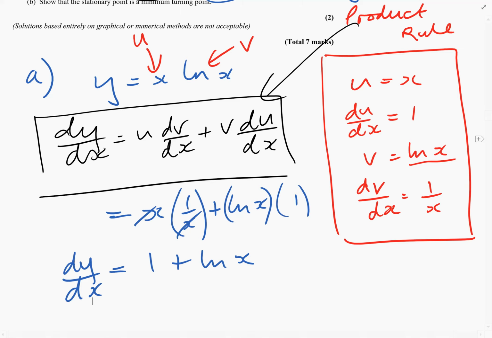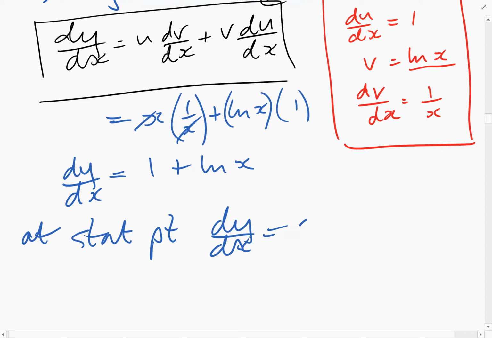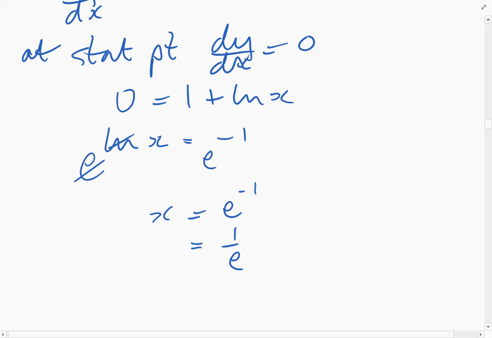So at the stationary point, this will equal 0. So at the stationary point, dy by dx equals 0. So therefore 0 equals 1 plus ln x. Rearranging this, we're going to have ln x equals minus 1. Now the inverse of ln x is e to the power of. So if we do e to the power of both sides, e to the power of ln x and e to the power of minus 1, these will cancel to give us x, and we'll get e to the minus 1, which is 1 over e.